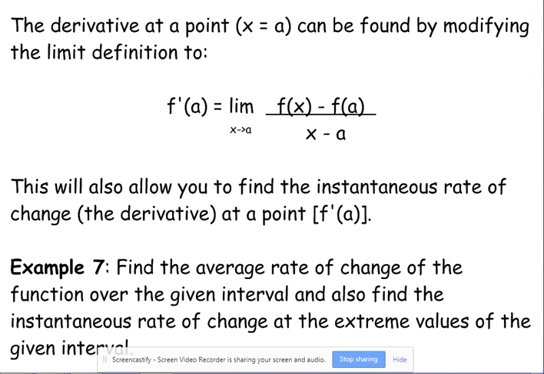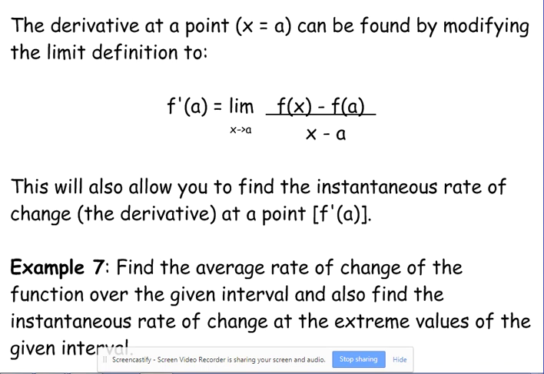So let's talk. We've talked about the derivative in general, and the fact that the derivative gives us the slope of the tangent line at any point. Well, let's look at the derivative at a specific point. Say some x = a, x = 3, x = 0, x = -5. We're trying to find the value of the derivative at a point. We can modify our limit definition to do this.